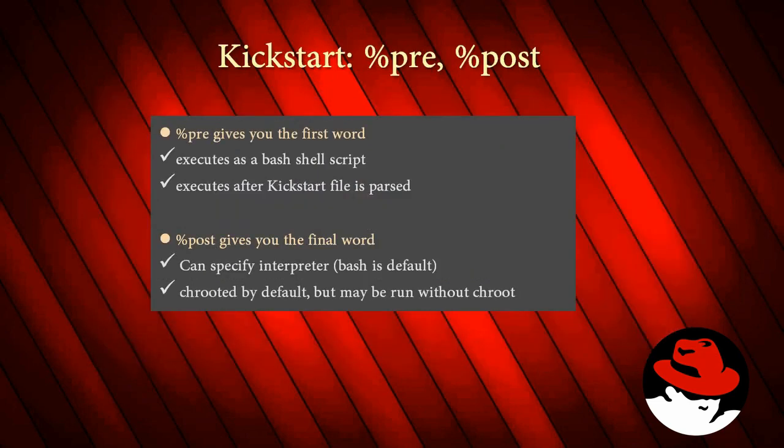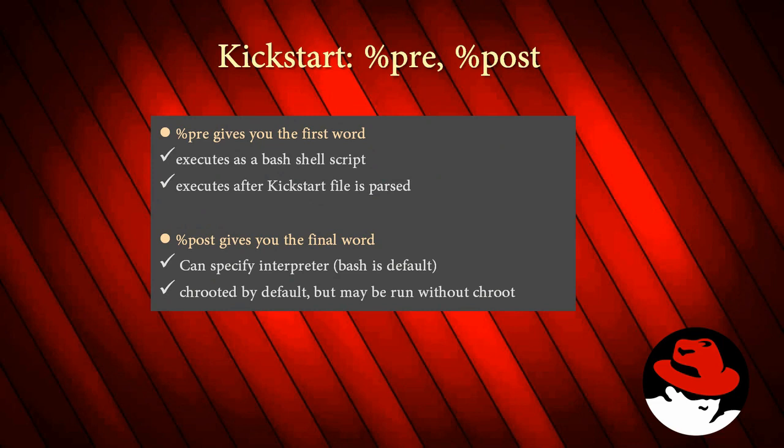The kickstart pre and post scripts. The pre gives you the first word. It executes as a bash shell script. It is executed after the kickstart file is parsed. The post script gives you the final word. It is run after the installation is over.